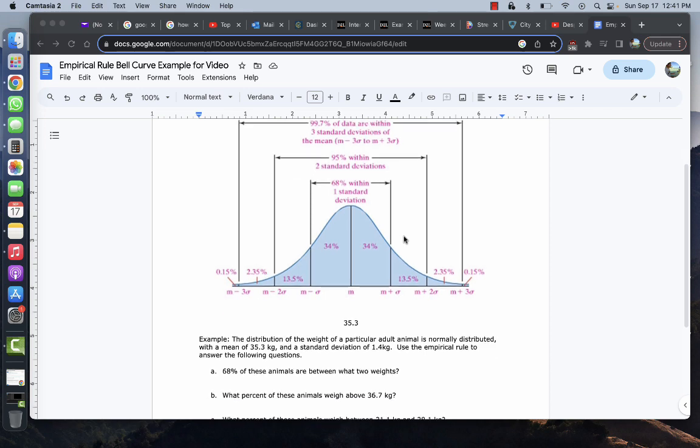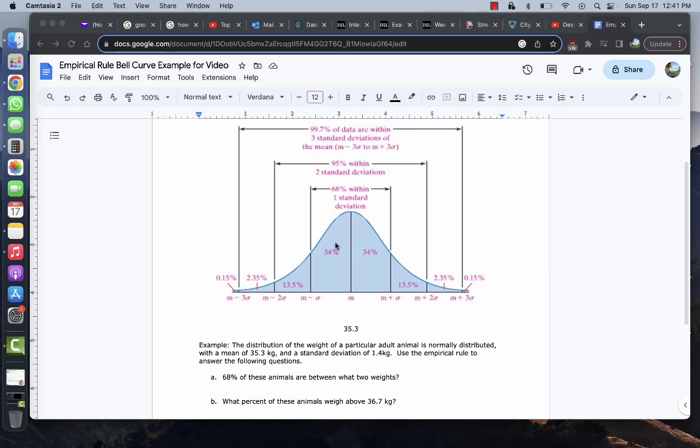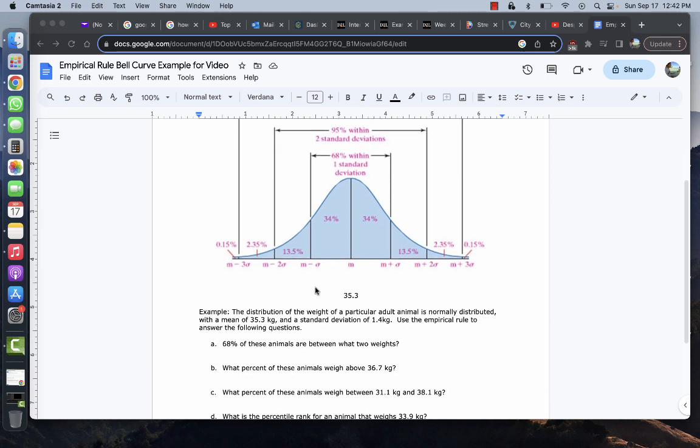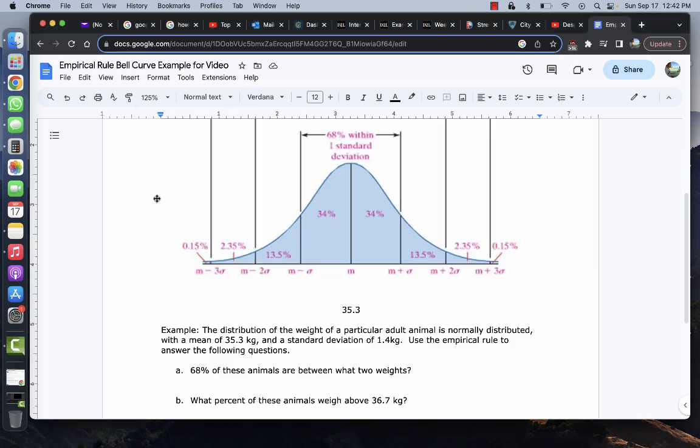Generally, when you do this problem, you're already going to have this picture set up with the percentages here. The 68, 95, 99.7 within 1, 2, and 3 standard deviations, and then the breakdowns with the 34 and the 34s, the 13.5s, the 2.35s, and the 0.15s. That's all from the last video. So let's look at an example on how we're going to use that picture and then add some to it to get our answers. Let me zoom in just a little bit here.